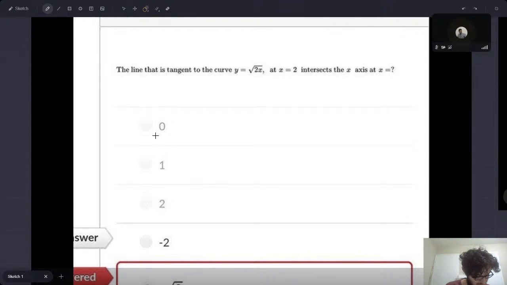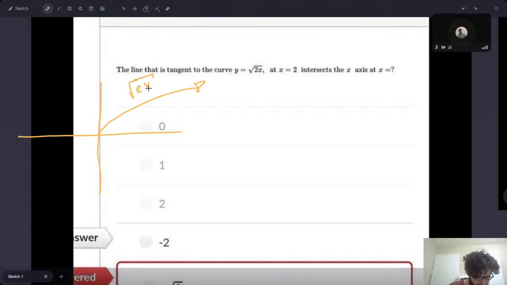So what will be the first suggestion to solve this problem? What do you guys think would be a good suggestion? You have a line that is tangent to this curve square root of 2x. And if you want to get a sketch of it, it kind of looks like this. So the square root of 2x is like this.